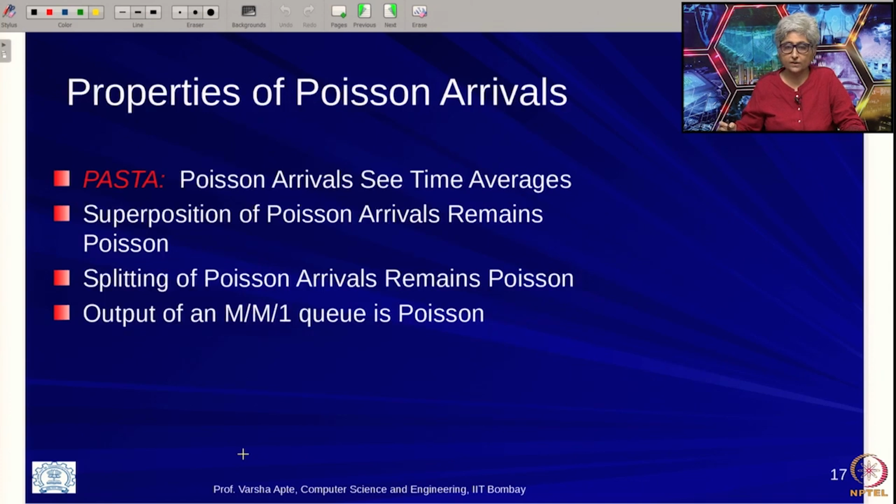Now let us move on to the other properties. For the arrivals itself there are 4 properties, and we will be going through these one by one.